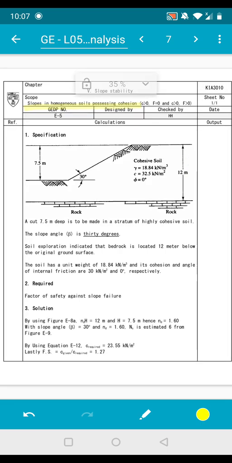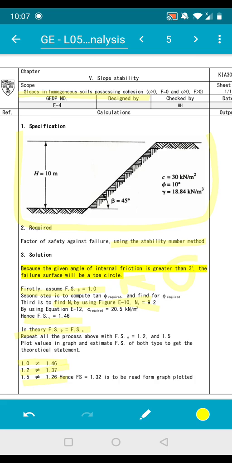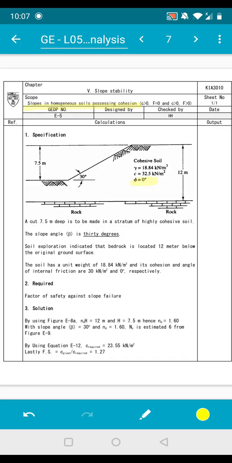Now the specification is given as follows. But right now you are given the internal friction angle as 0 degrees. So this is different from this problem. In this problem, the internal friction is given as 10 degrees, so there's a value. But for the next problem, your internal friction angle is 0 degrees. So the approach differs because it needs to refer to a different diagram.